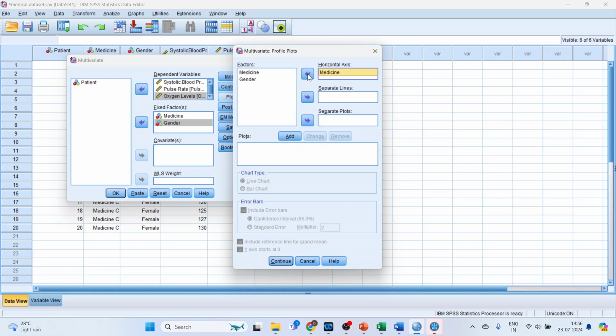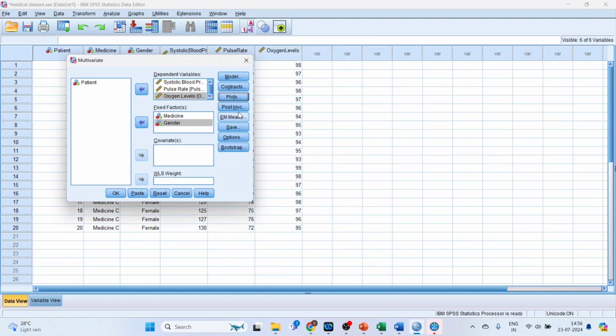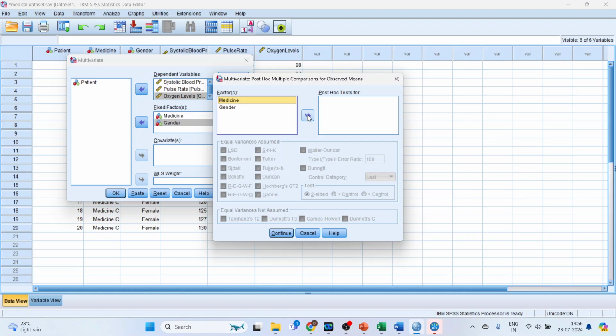Plots, transfer medicine on the horizontal axis, add. Transfer gender on horizontal axis, add. Now transfer medicine on horizontal axis, gender on separate lines, add. And then press continue. Post-hoc. So transfer medicine here, transfer gender, activate Tukey's test, continue.